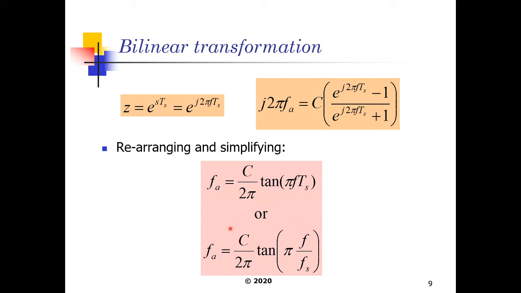So in doing the bilinear transform, it's important to memorize this f_a equation because we're going to have to calculate for this, where f here would be the frequency that we're trying to solve for, and f_s is going to be the sampling frequency.